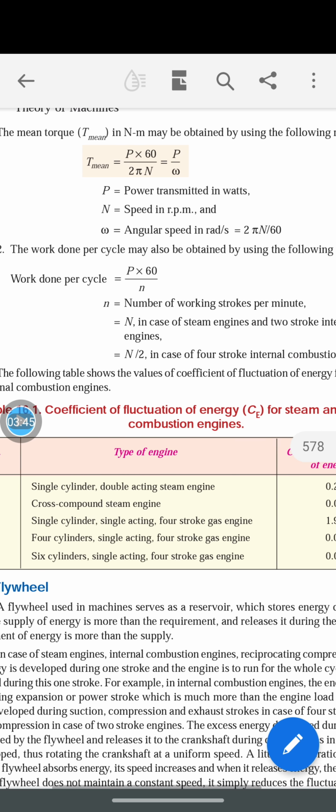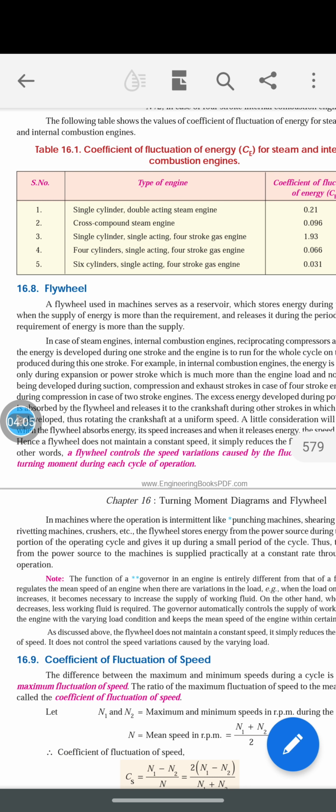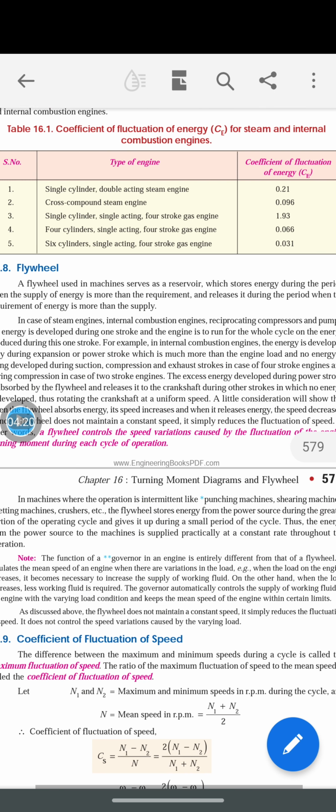Coming to the flywheel, we can describe the flywheel as a machine which is also called a reservoir. If there is any excess of energy, then it will absorb the energy. If the energy is less or deficient, then it will supply the energy. This is called a reservoir. It will control the speed variations by controlling the energies.